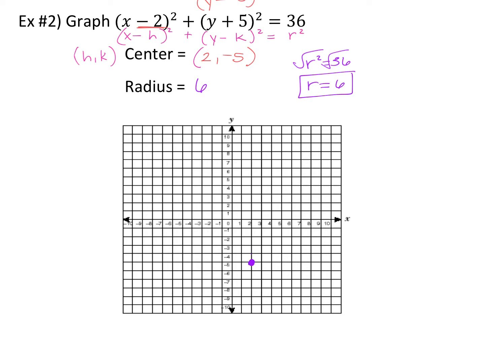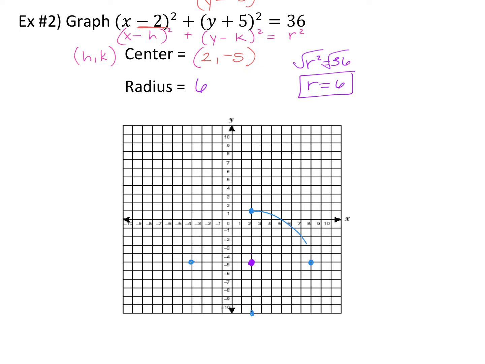With a radius of 6, you're moving up 6, 1, 2, 3, 4, 5, 6, down 6, 1, 2, 3, 4, 5, 6, to the right 6, 1, 2, 3, 4, 5, 6, and to the left 6, 1, 2, 3, 4, 5, 6. Okay?